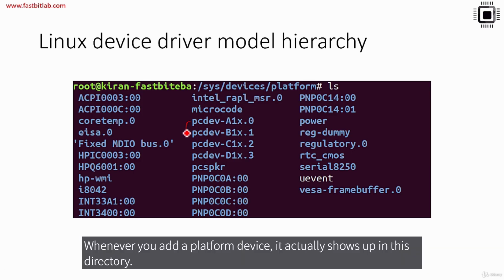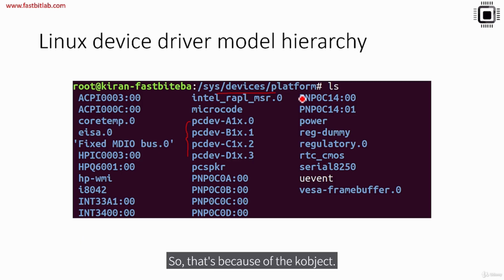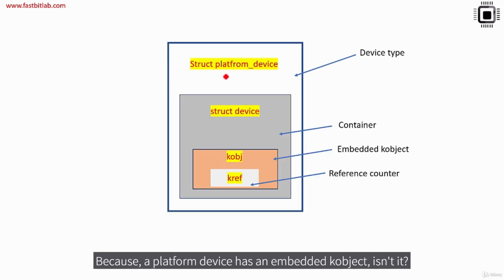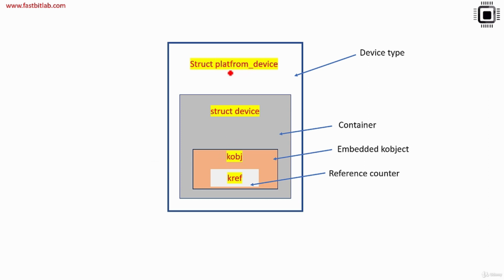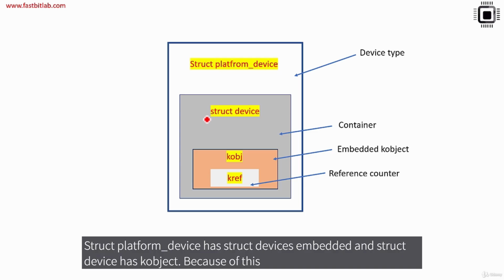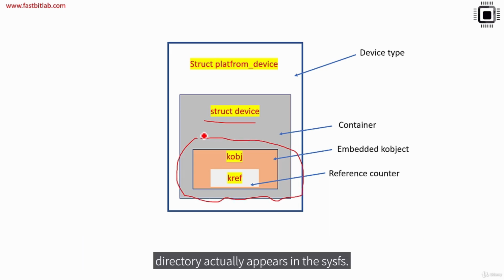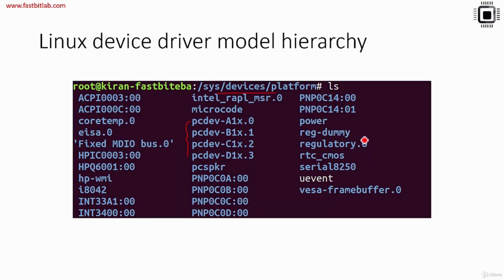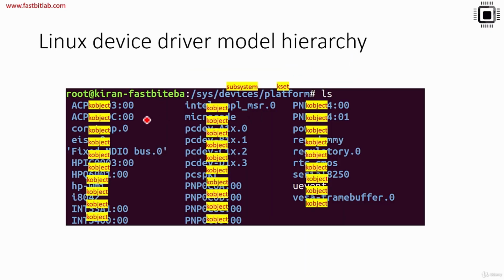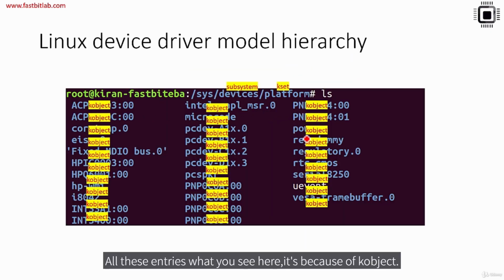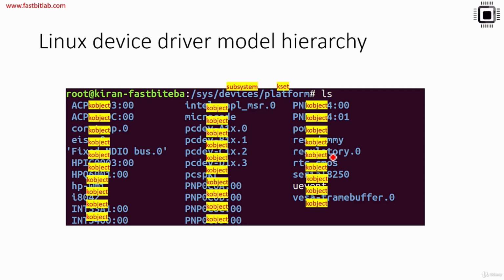Whenever you add a platform device, it actually shows up in this directory. That's because of KObject. Why? Because a platform device has an embedded KObject, isn't it? Struct platform_device has struct device embedded, and struct device has KObject. Because of this KObject, a directory actually appears in the sysfs. All these entries, what you see here, are because of KObject.